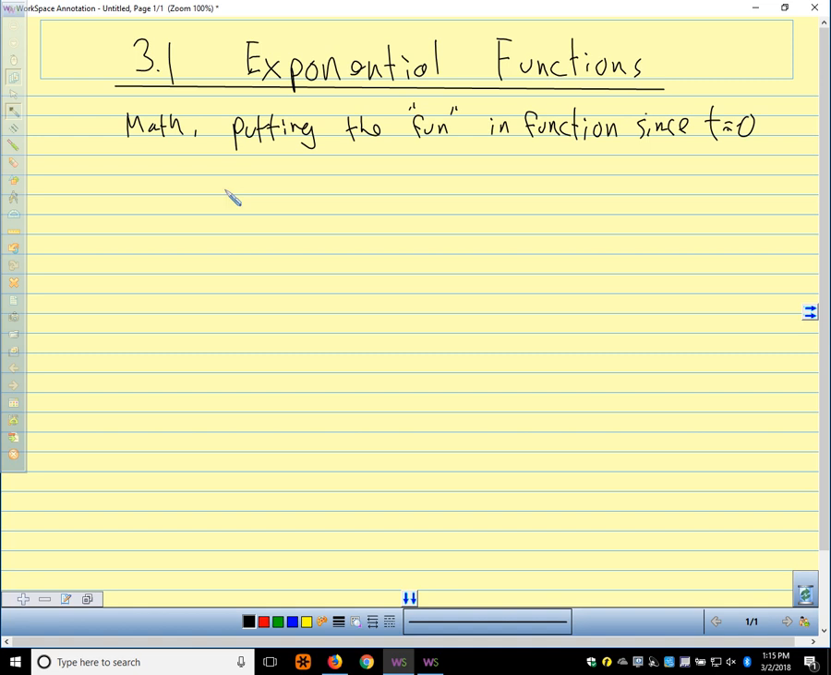So far we've studied several different kinds of functions. We spent a lot of time talking about polynomials and rational functions. And just a little lesson about math: polynomials and rational functions are called algebraic functions.